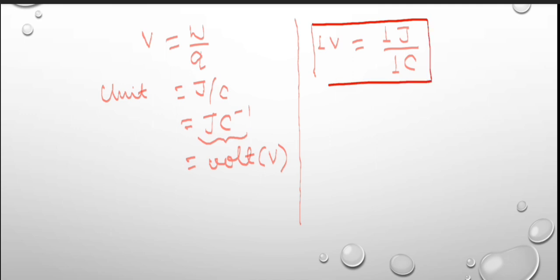Then we say that 1 volt of potential difference has been created across the conductor if 1 coulomb of charge is moved when 1 joule of work is done on it. Then we say that the potential difference created is equal to 1 volt.